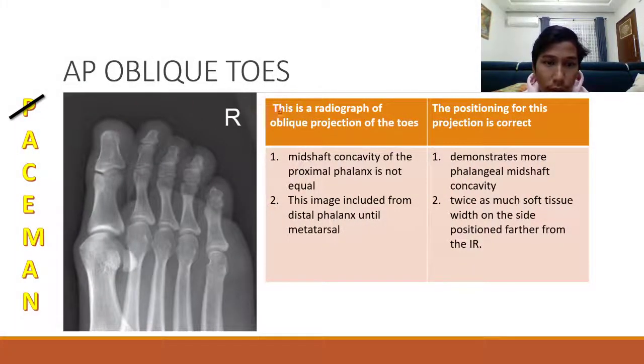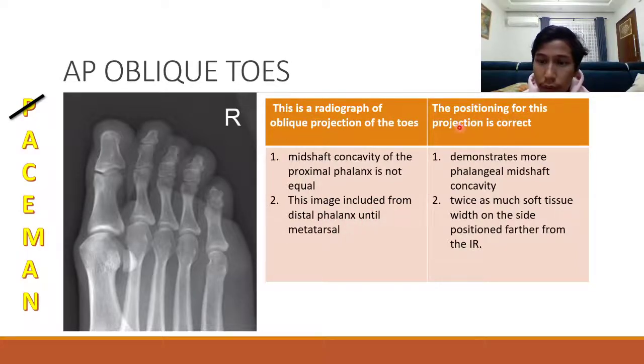So, oblique toes. This is a radiograph of the oblique projection of the toes because the midshaft concavity of the proximal phalanx is not equal. The image includes from the distal phalanx until the metatarsal.